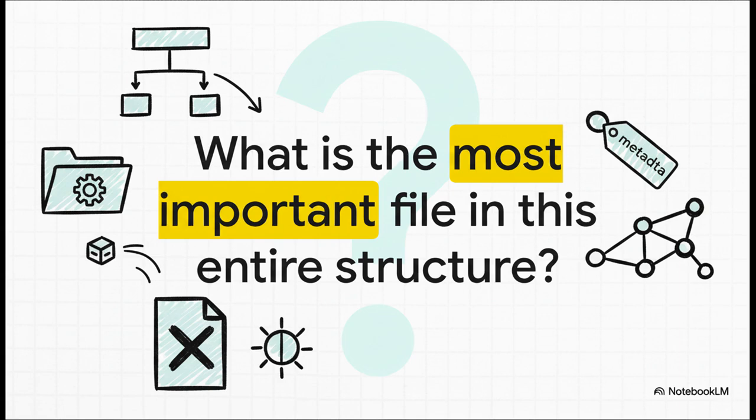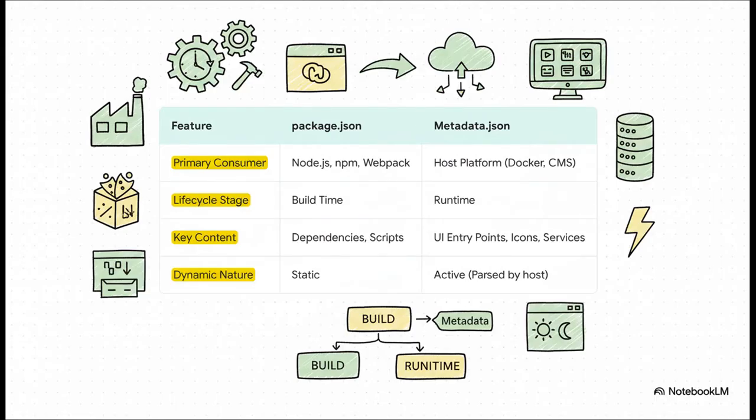I'll give you a hint. It's not a .tsx file. The answer is Metadata.json. And to really get why, you have to compare it to the good old package.json. Just look at this table. Your package.json, that's for your build tools, NPM, Webpack, that sort of thing. It's all about build time.